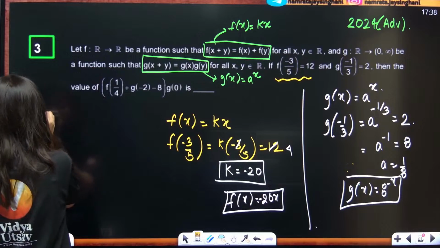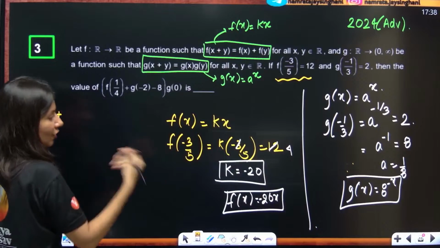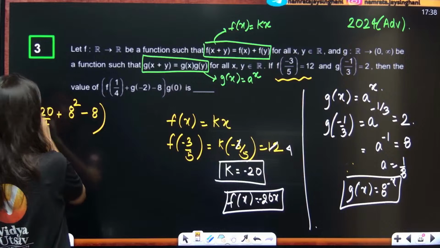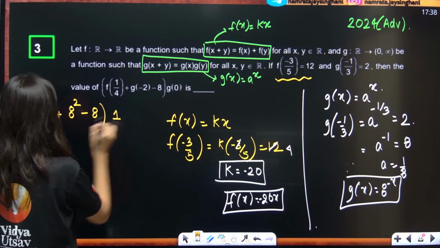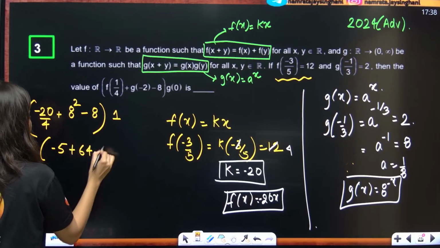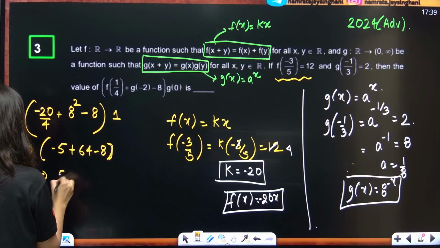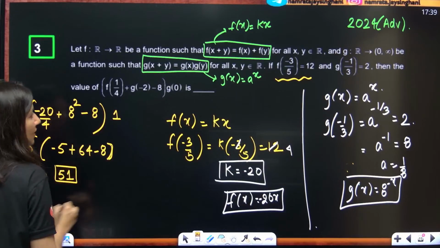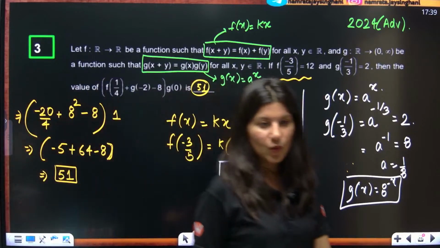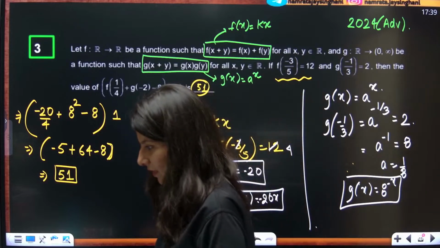F of 1 by 4. So f of 1 by 4 is minus 20 by 4, plus g of minus 2, 8 raised to power 2, minus 8, and this is g of 0. G of 0 is nothing but 1. So final answer from here will be minus 5 plus 64 minus 8. So this is 56 minus 5, 51. 51 is absolutely right. 51 is absolutely correct answer of this particular question.